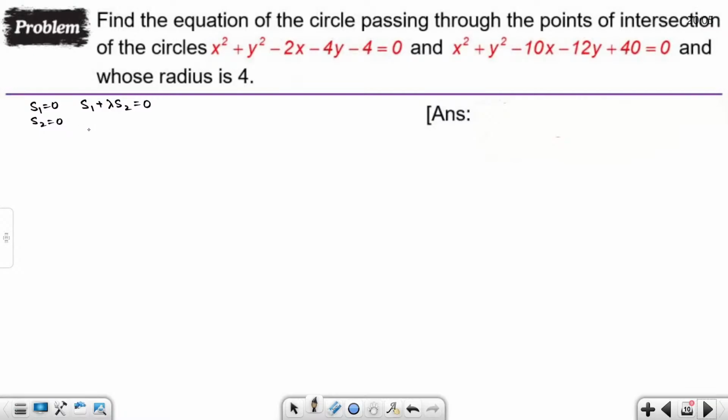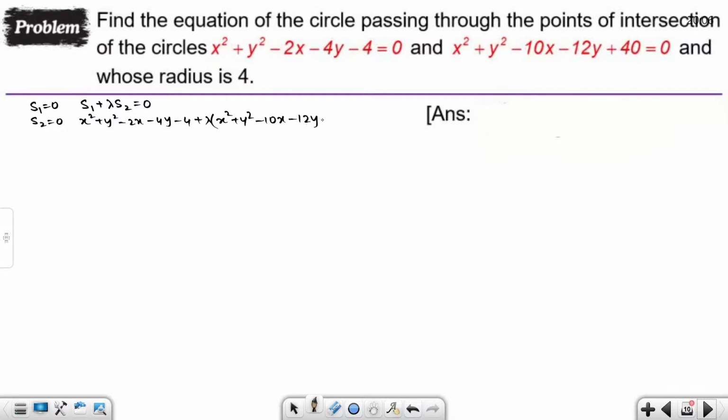Okay? Therefore, the family of circles, let me just write it here first. The family of circles which are passing through the point of intersection of these two given circles is given by this.